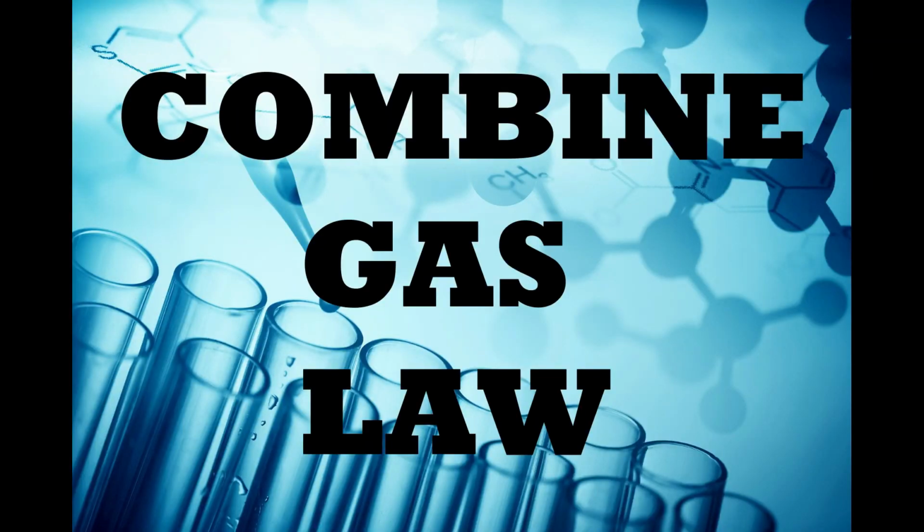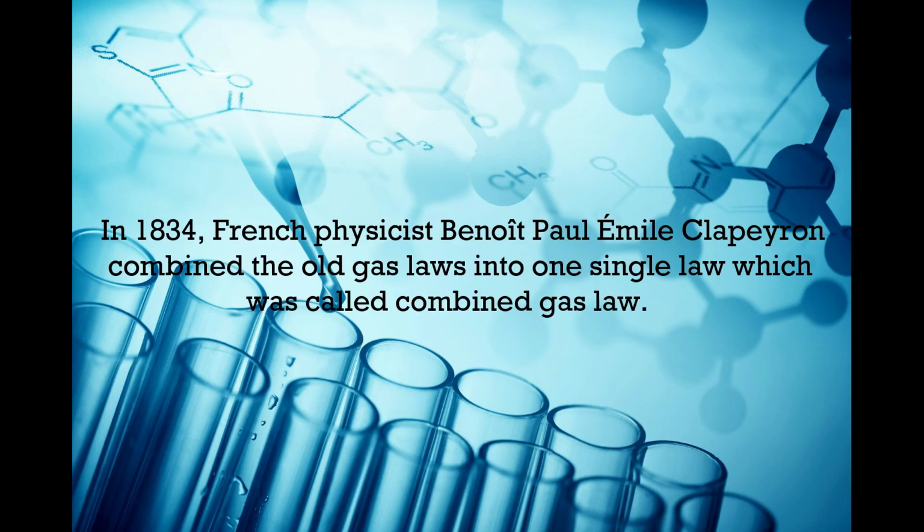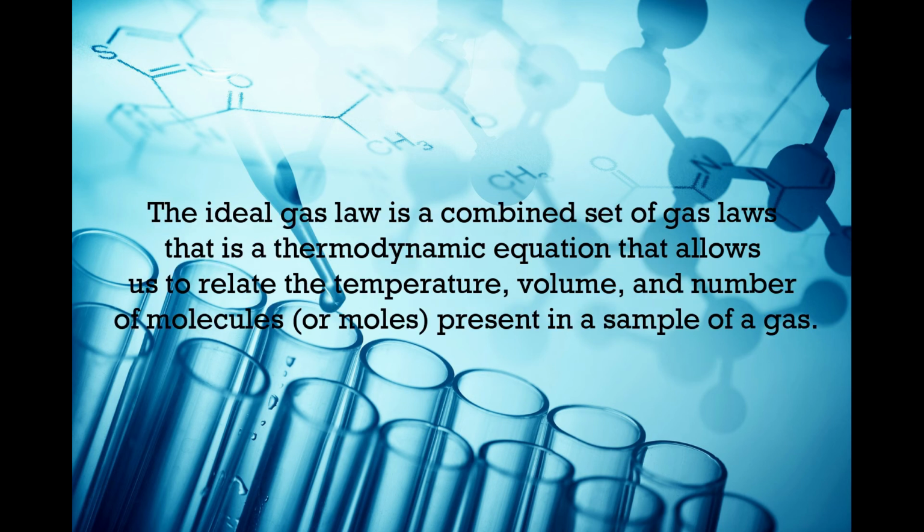Combined gas law. How was the combined gas law discovered? In 1834, French physicist Benoit Paul Émile Clapeyron combined the old gas laws into one single law, which was called the combined gas law. The ideal gas law is a combined set of gas laws, a thermodynamic equation that allows us to relate the temperature, volume, and number of molecules or moles present in a sample of a gas.